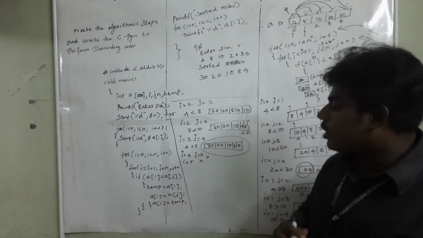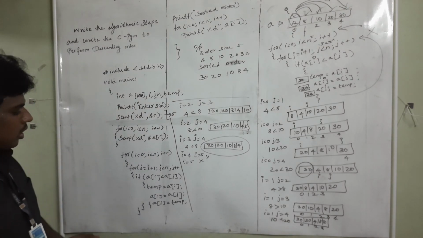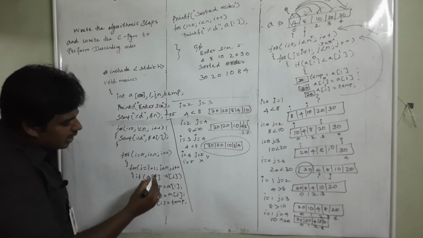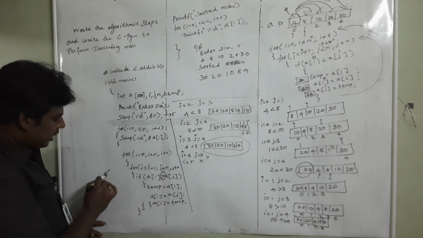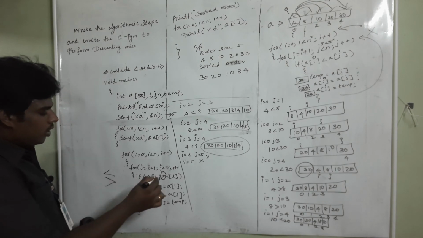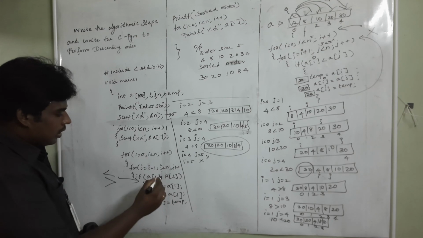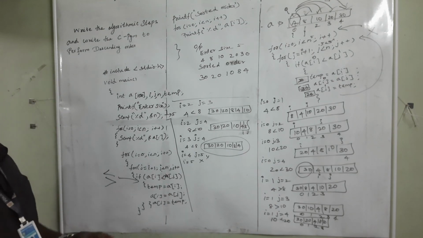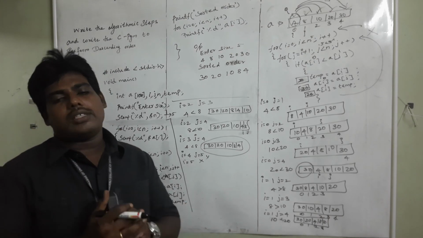And here one more thing I want to explain. This question is for descending order, right? If they ask for ascending order, just change the sign here. That's it. For descending, it is the less than symbol. For ascending, you have to put the greater than symbol. That's the difference in this line. Only one difference. So once you know this logic, you can write for ascending as well as descending.